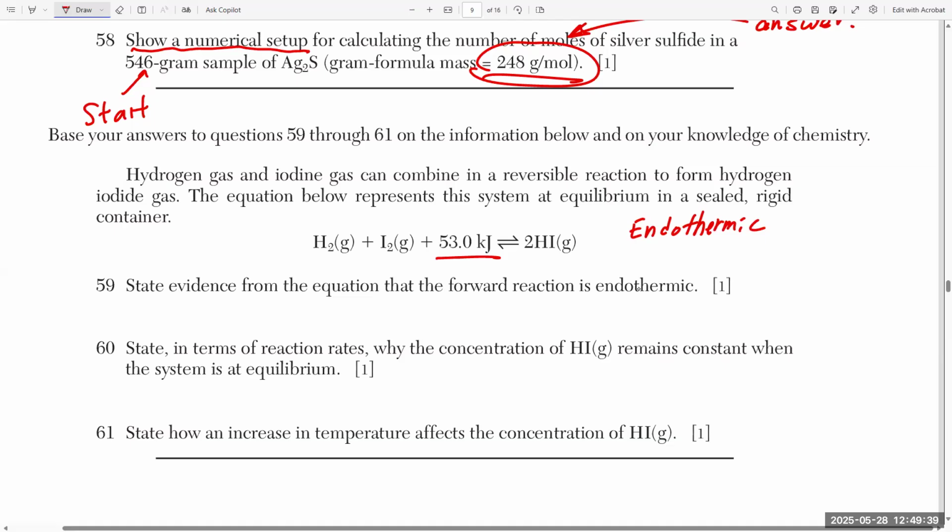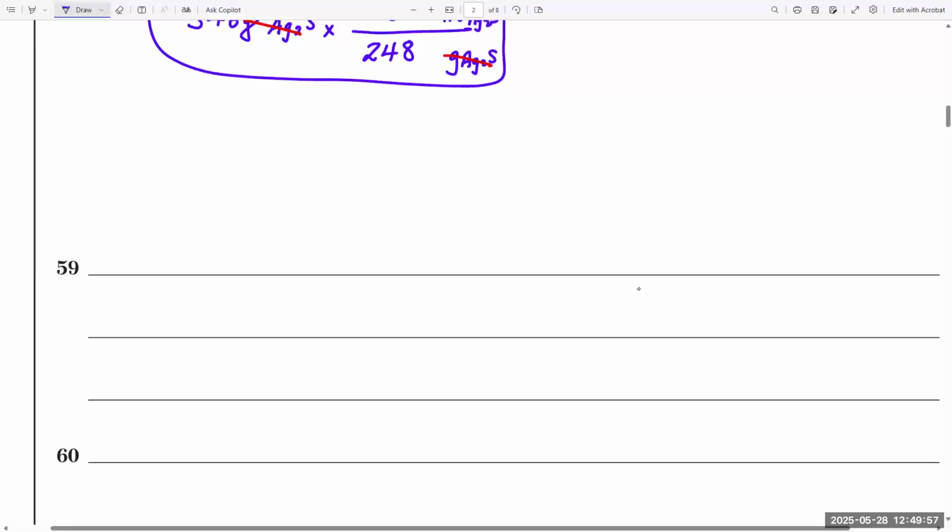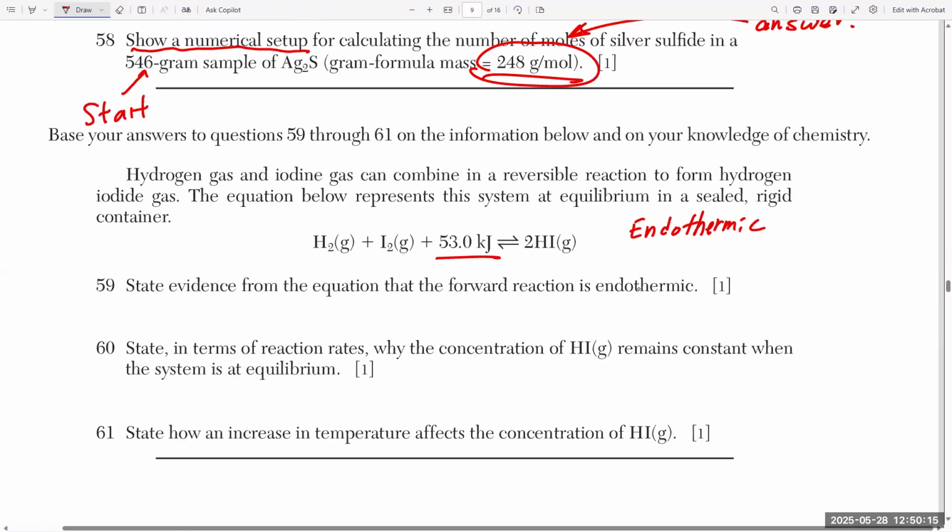State the evidence from the equation that the forward reaction is endothermic. Bro, I literally just answered this, didn't I? Right? So endothermic means what? Energy is going into the reaction, and in here, what do we notice? Energy is on the reactant side, right? So you would say energy is on the reactant side, right? And that should really be it. You don't really say more about that.